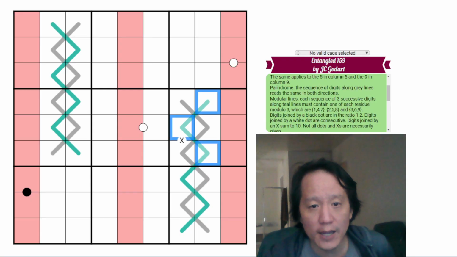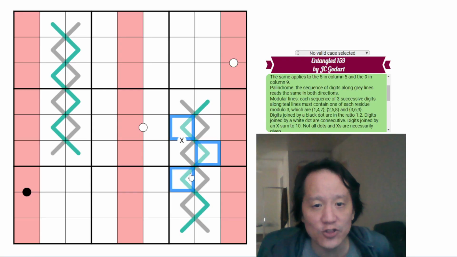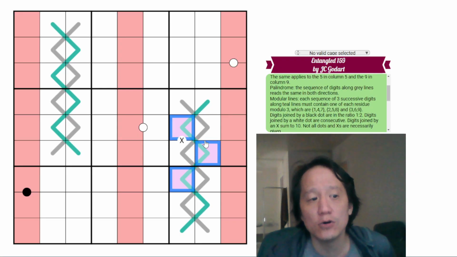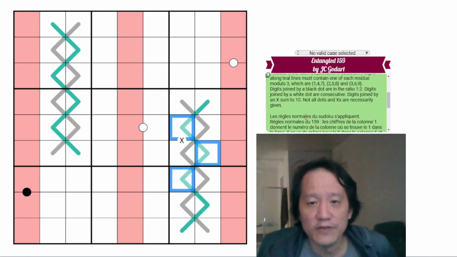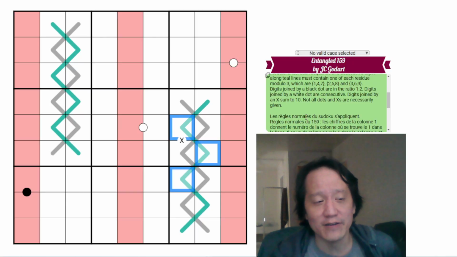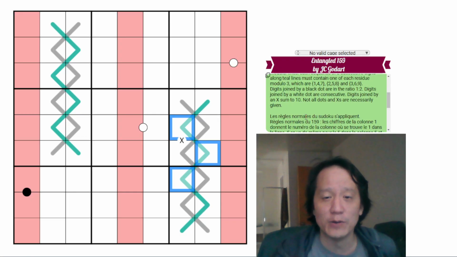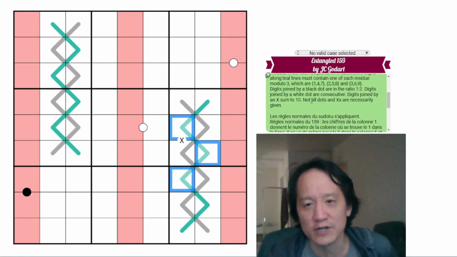And remember, it has to be any 3 successive digits. So, for example, these 3 digits also have 3 unique modularity digits, if that makes sense. Hopefully that does. If my explanation doesn't make sense, please tell me in the comments, and I'll try to come up with a better explanation of modular lines.